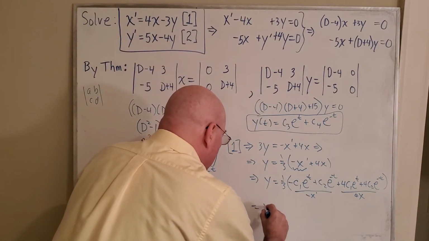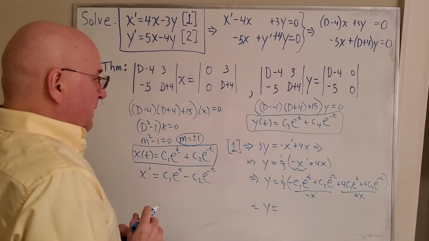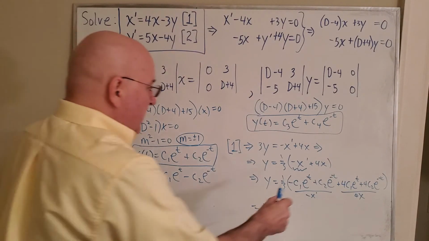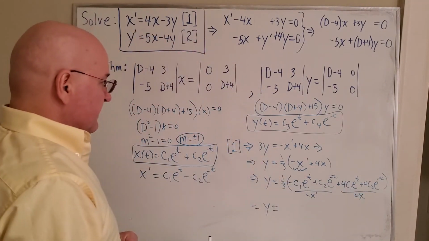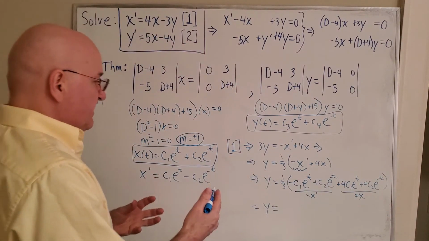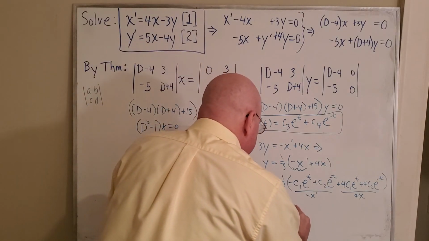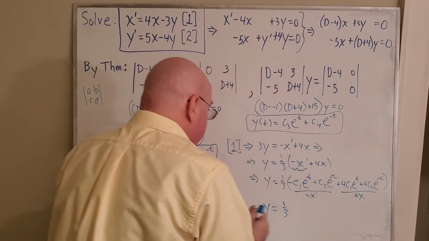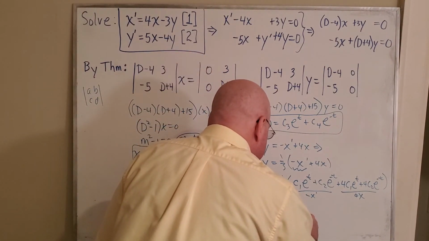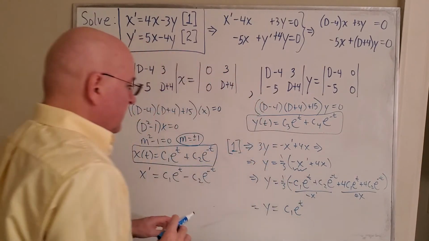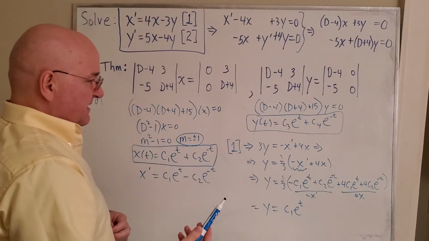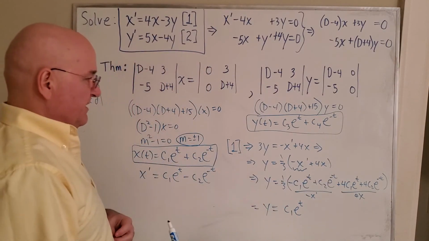And that implies y is equal to, okay, I'm going to do a little bit all in one step here. I'm going to combine the e to the t terms. I've got negative c1 plus 4c1. That's 3c1 e to the t. 3c1 times 1/3 means we just get c1 e to the t. All right, are we good with that? This and this added up to 3c1 e to the t, but I'm taking 1/3 of it to give c1 e to the t.